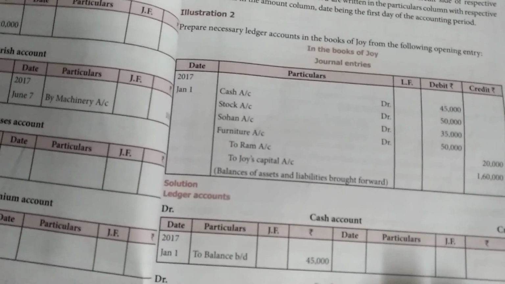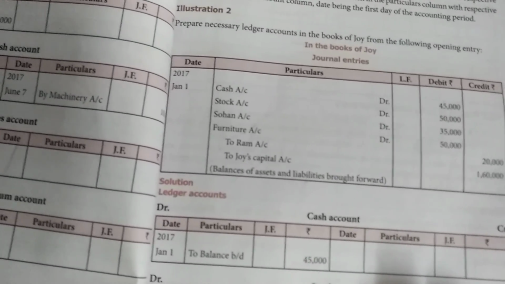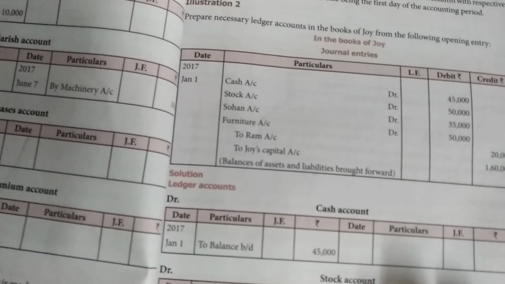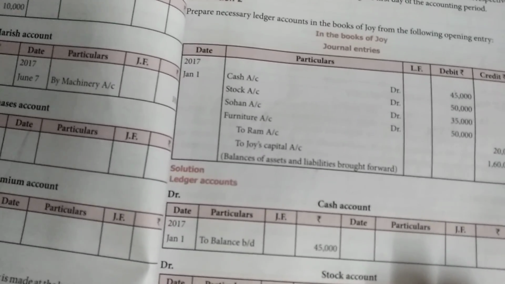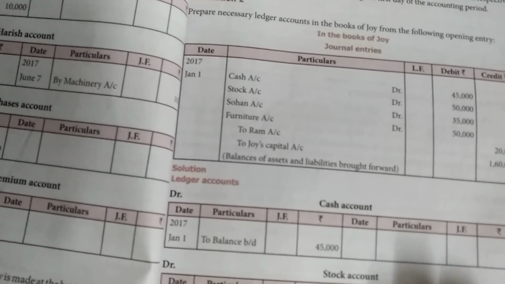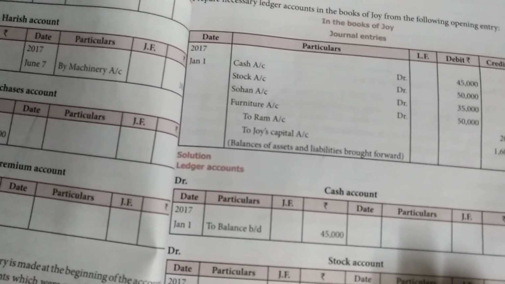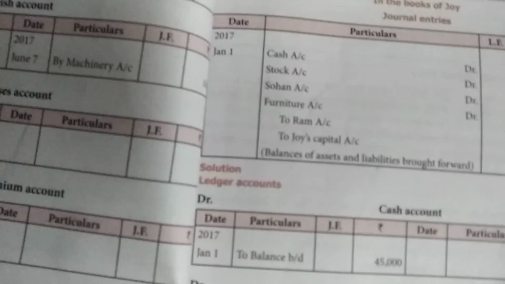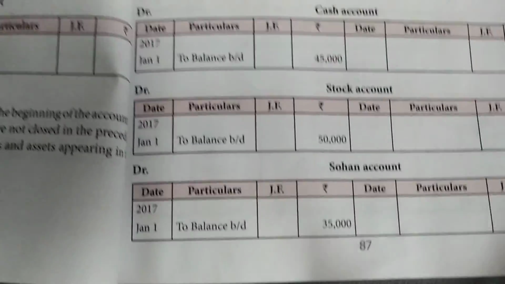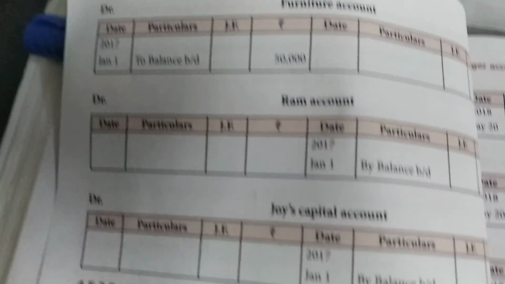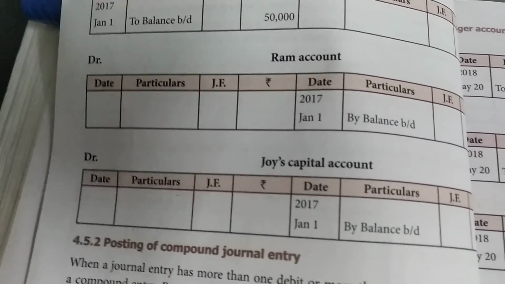Now in this case, what are those accounts to be opened? Cash account, stock account, Sohan account, furniture account, Ram account, Joy's capital. So these are the accounts to be opened. See, just have a look. You have cash account, stock account, Sohan account, then furniture account, Ram account, and Joy's capital account.